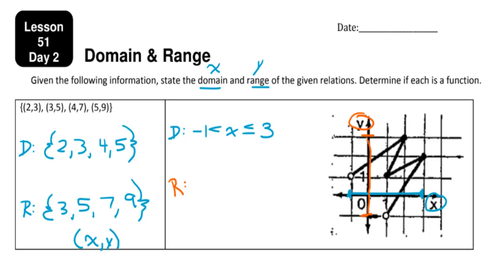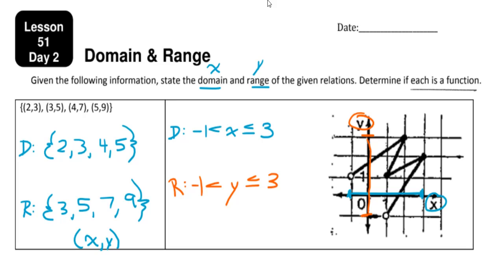So how high does this go? Again, we're talking about Y's. It goes from 1, 2, 3. That's the highest it goes. Also down to -1. And I got an open dot here, so it's going to be a less than sign. And I got a closed dot up here, so it's going to be less than or equal to. Oh, I forgot to answer the question. Is it a function? So is this a function?